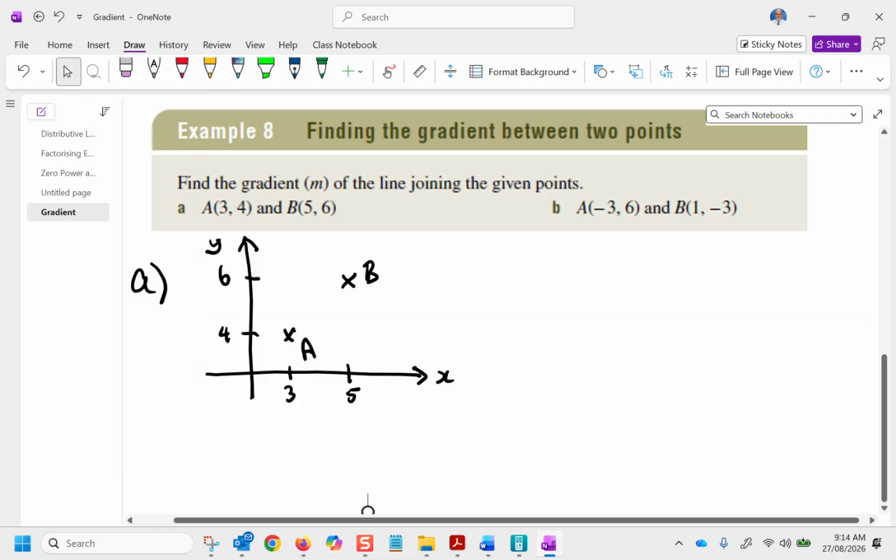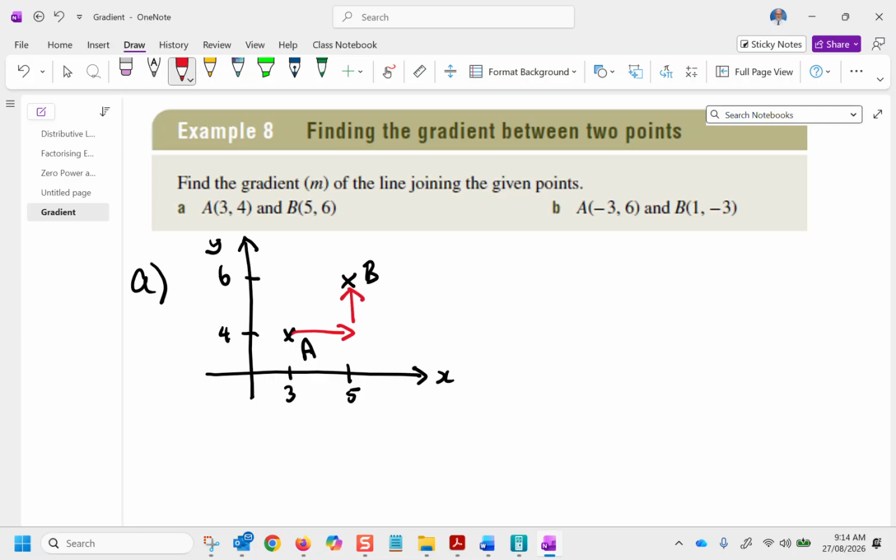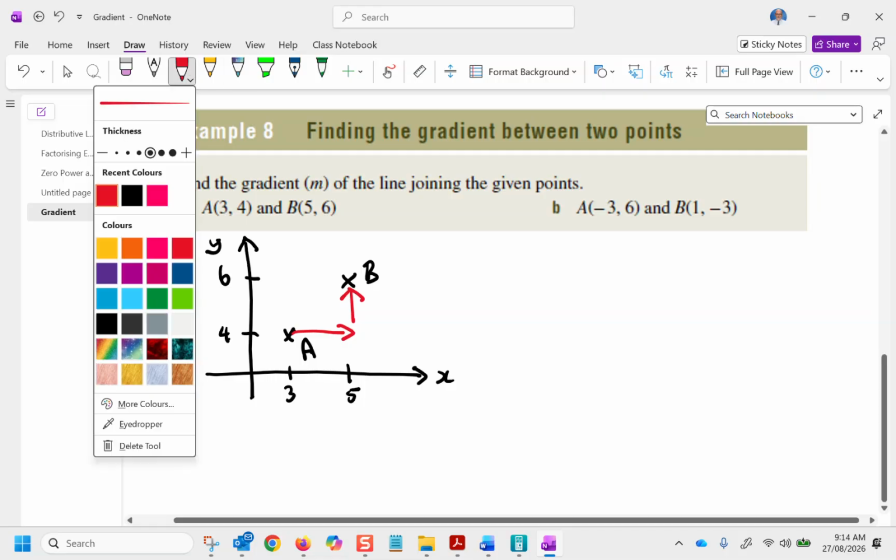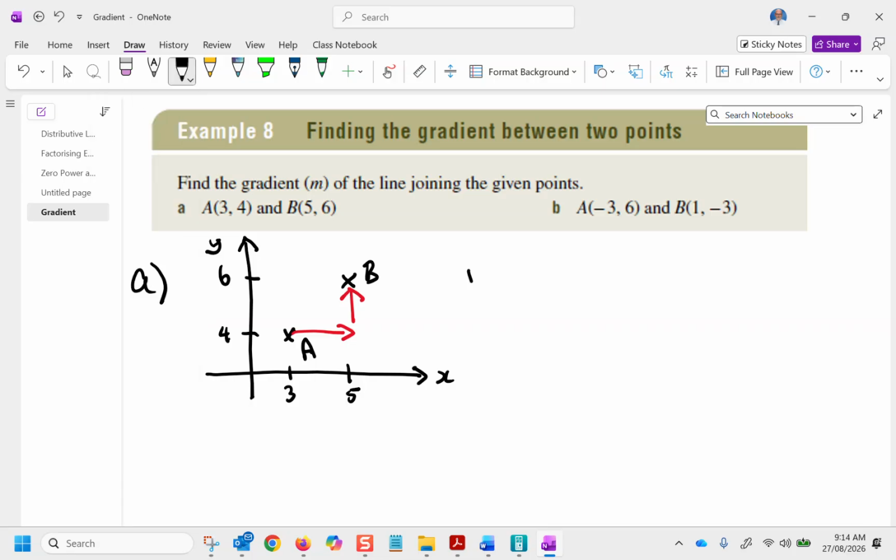So let's use my red pen this time to mark in the rise and the run. So the rise, the vertical arrow here, is going to be the difference between the 6 and the 4, the y coordinates of the 2 points. And the run is the horizontal arrow, which will be the difference between the 3 and the 5. Now, I'll get my formula going here. Gradient, m for gradient, rise over run.